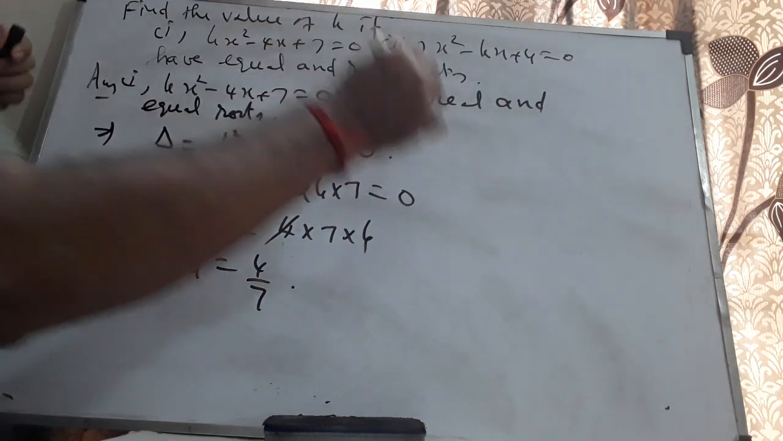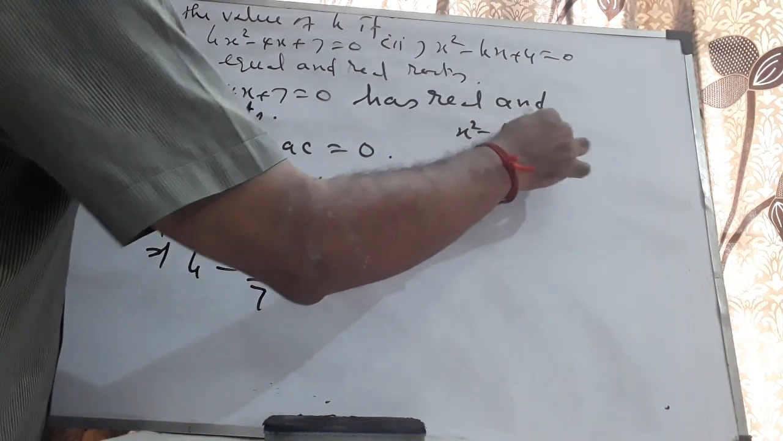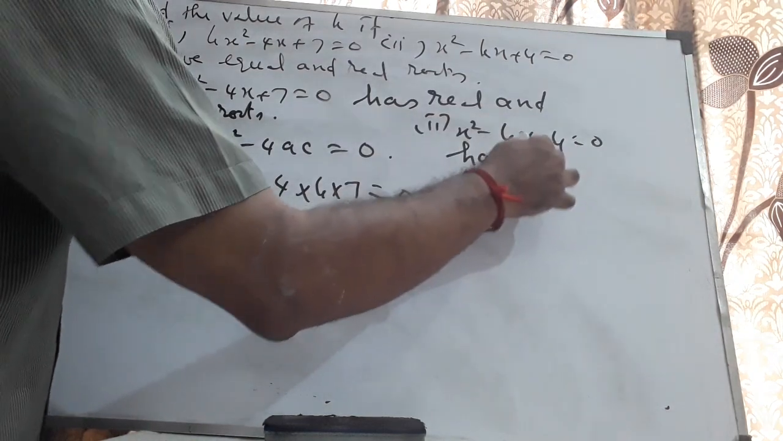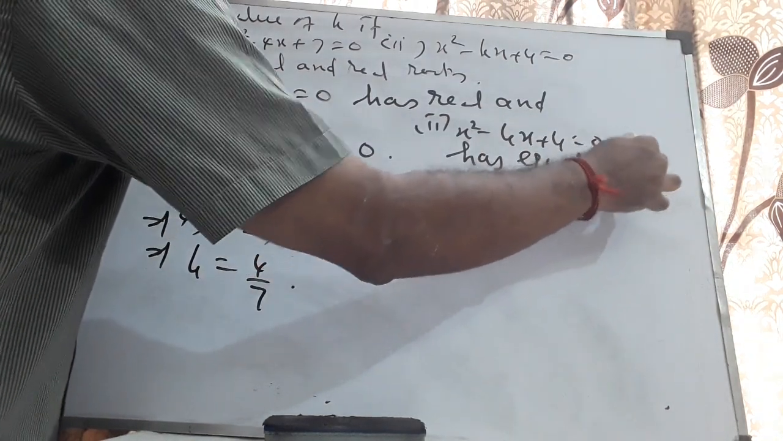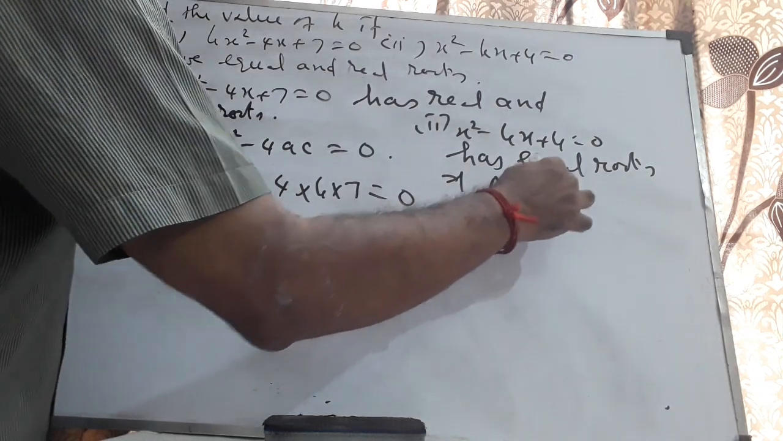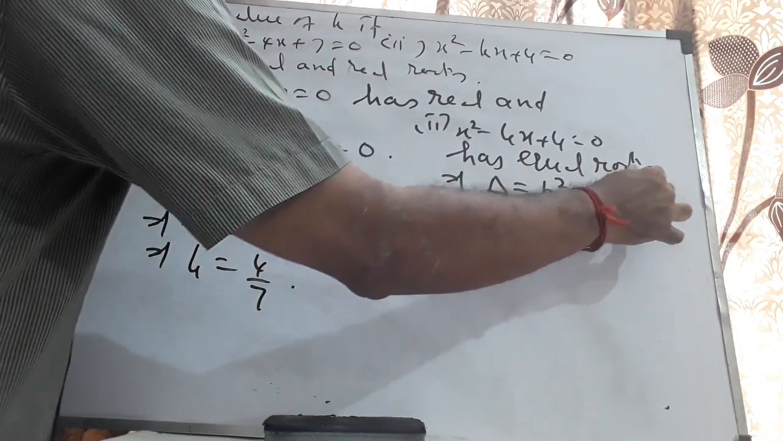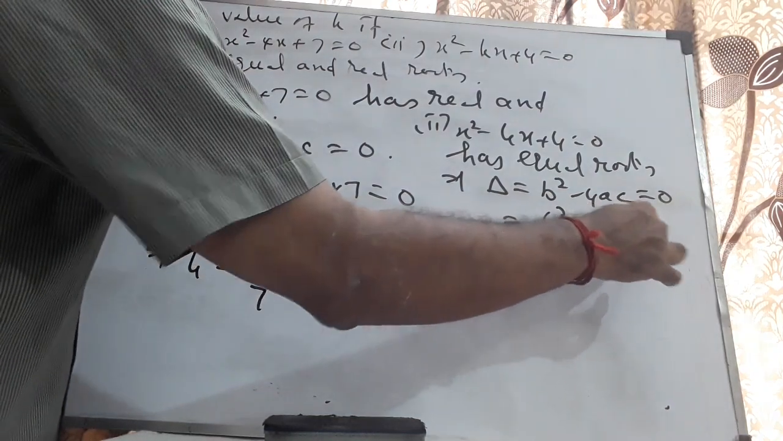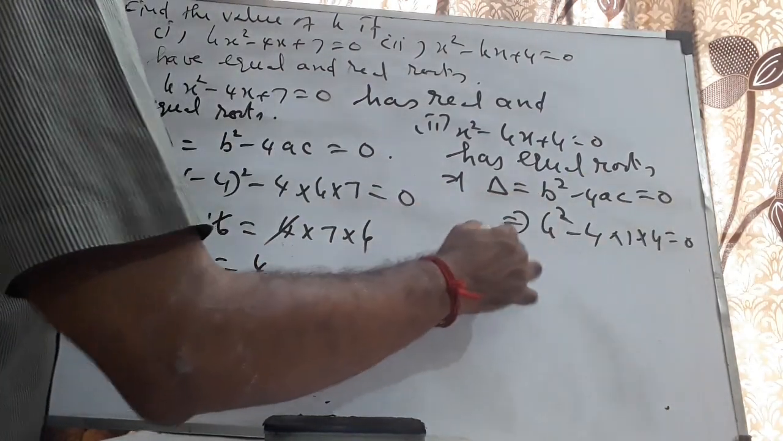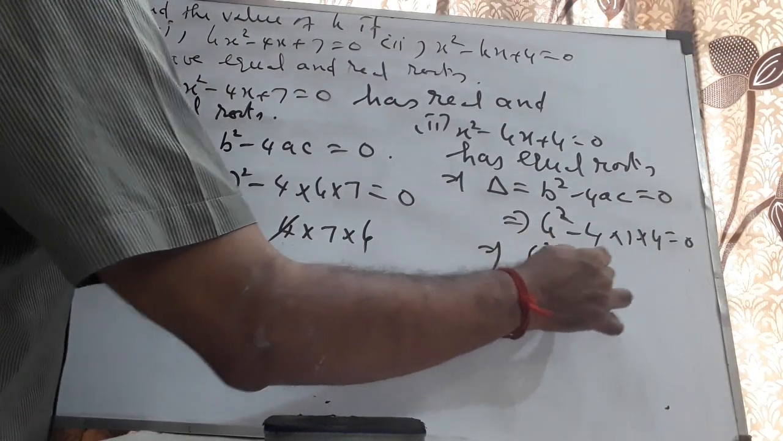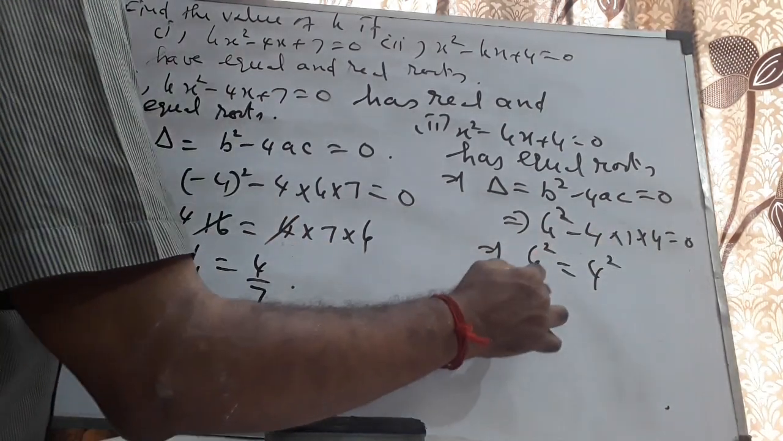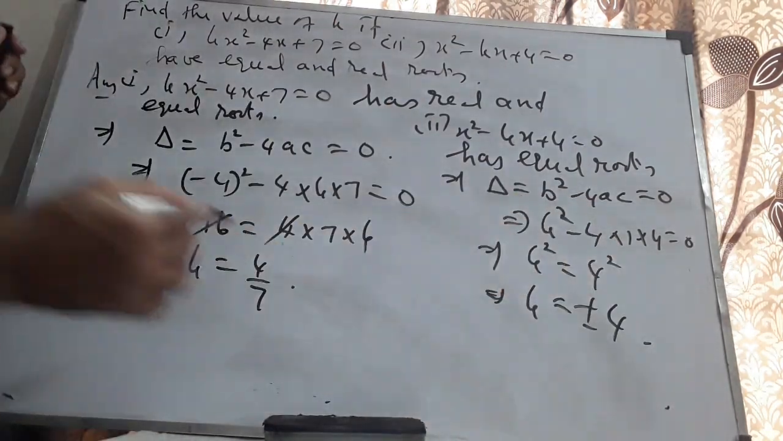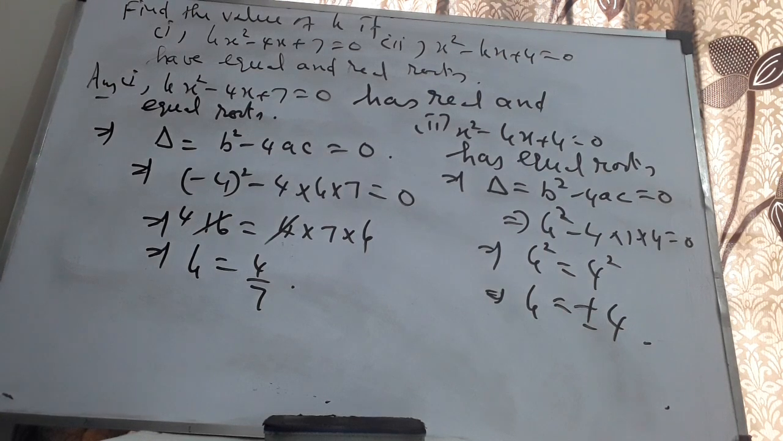Okay, subdivision 2: x squared minus kx plus 4 is equal to 0 has equal roots, which implies delta is equal to b square minus 4ac is equal to 0, which implies k square minus 4 into 1 into 4 is equal to 0, which implies k square is equal to 4 square, implies k is equal to plus or minus 4. k can be plus or minus 4.